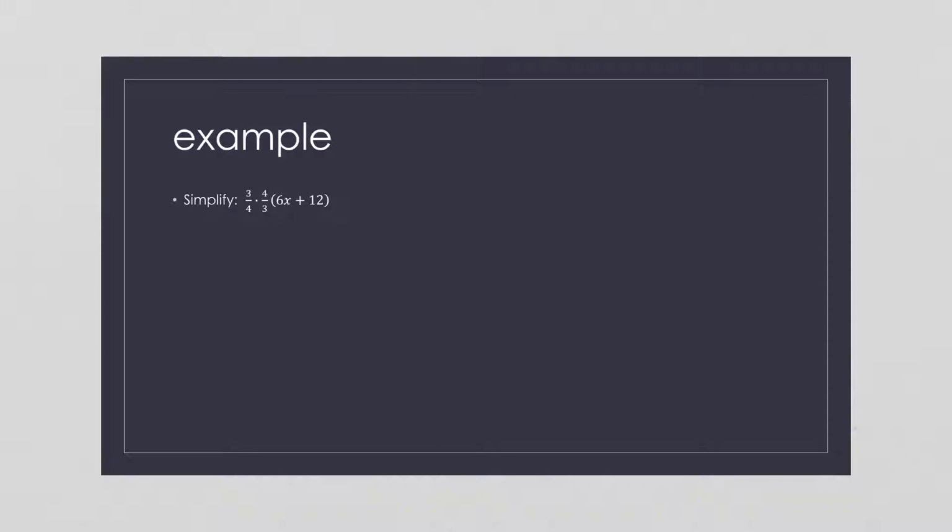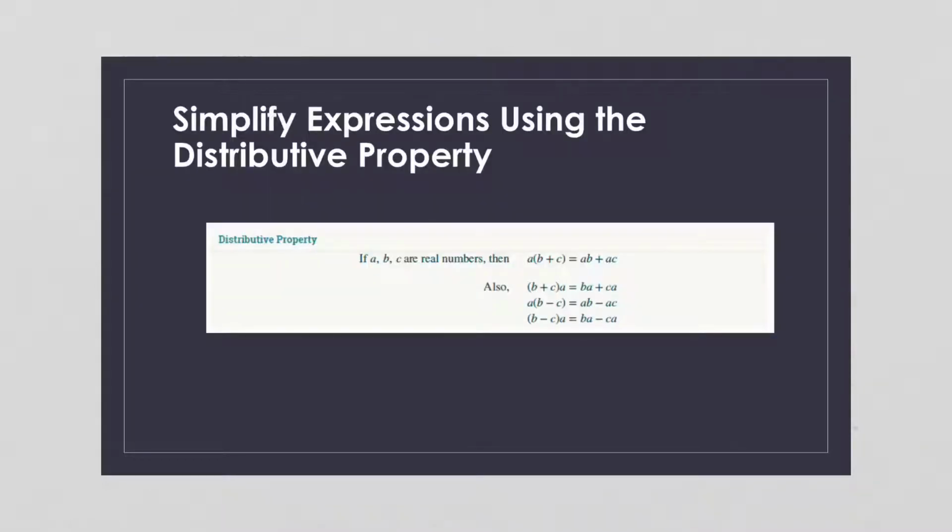And on this problem, 3/4 times 4/3, that creates 1, and 1 times anything is just itself. So our answer here is 6x plus 12. Okay, so the distributive property is kind of a big deal, and it's going to show up a lot in every math class you take from here on out.